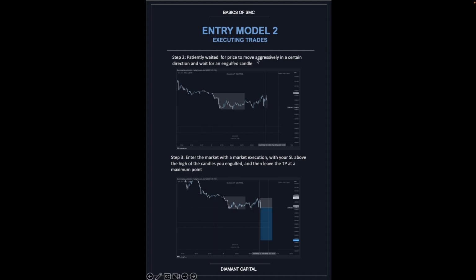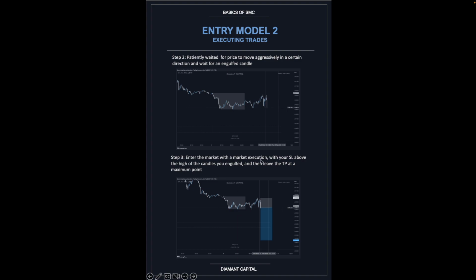We wait for it to move aggressively in a certain direction, and then we look for an engulf candle. In this scenario, as you can see, it stayed within the Asian range. Then as soon as it started to break downwards, boom, engulf candle down, elite strategy confirmation done right there. And that is exactly what we enter off.